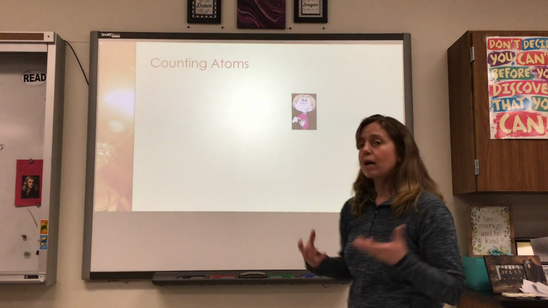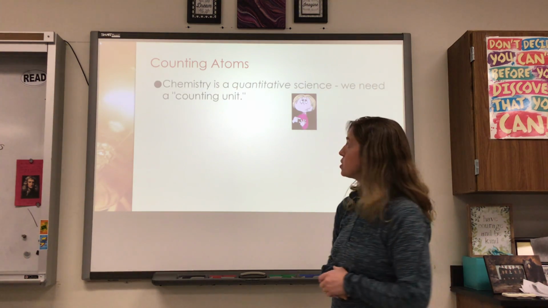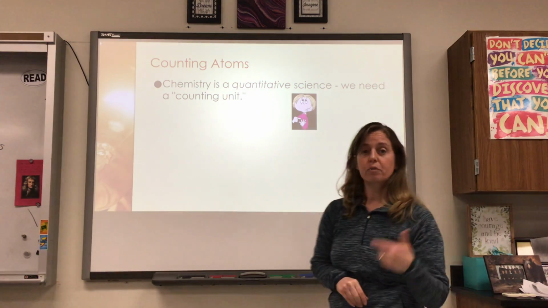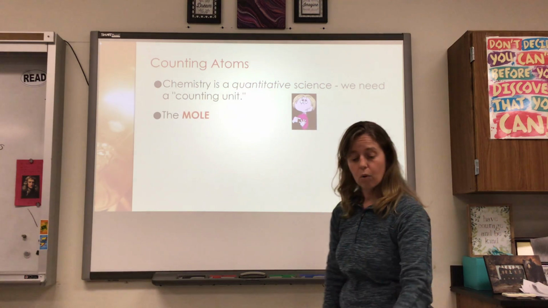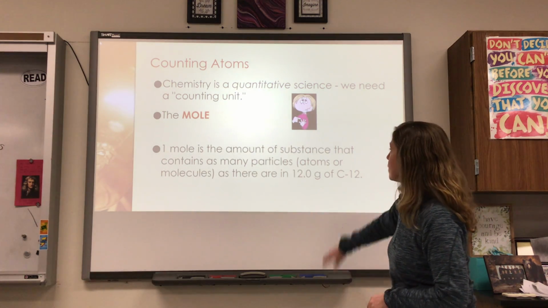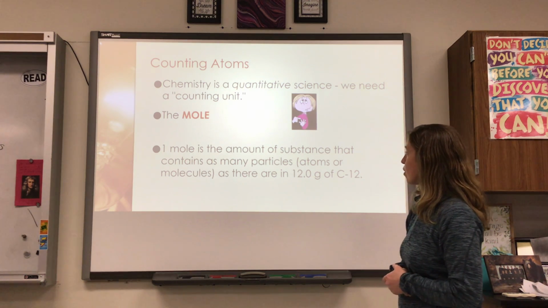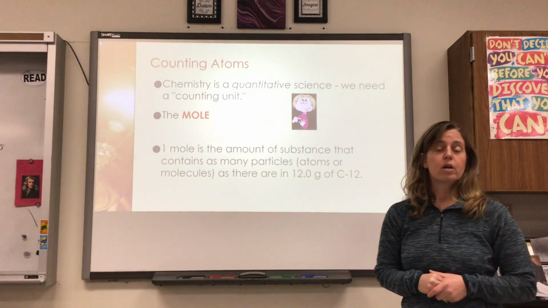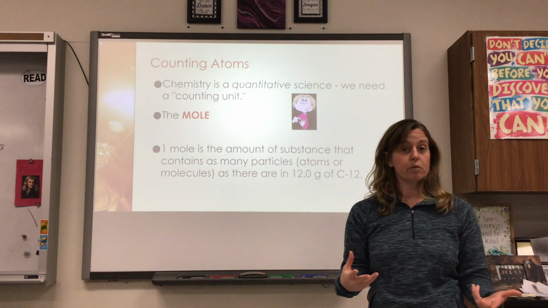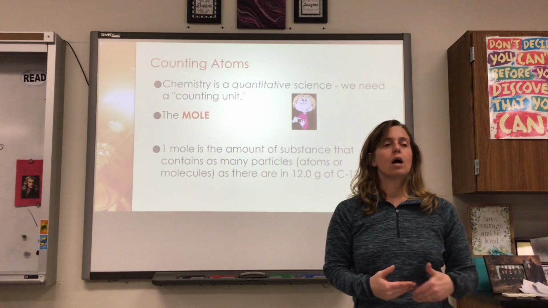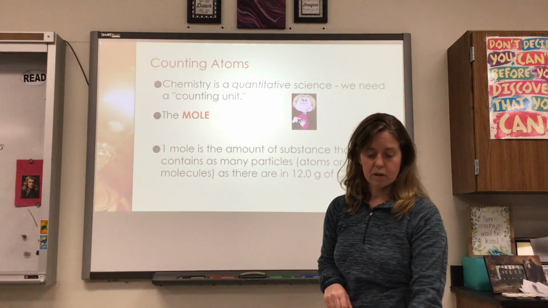Now, what about atoms? Atoms are a little bit different, okay? When we're looking at atoms, chemistry is a quantitative science. We need a counting unit. We need to use something that we count with, okay? So with the mole, it is the amount of substance that contains as many particles, atoms or molecules, as there are in 12 grams of carbon-12. So carbon-12 was our base unit when they started developing this method of counting. So they always reference back to carbon-12 because that's what they used as the standard when they started using this measurement.